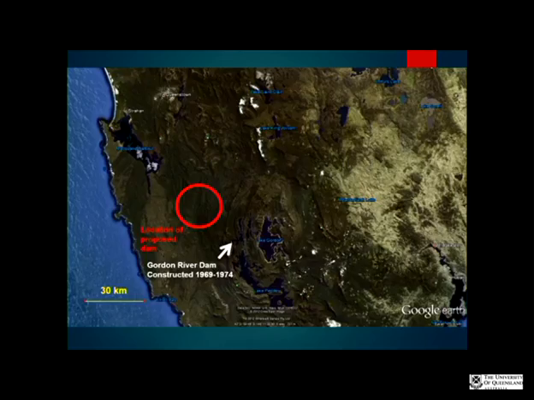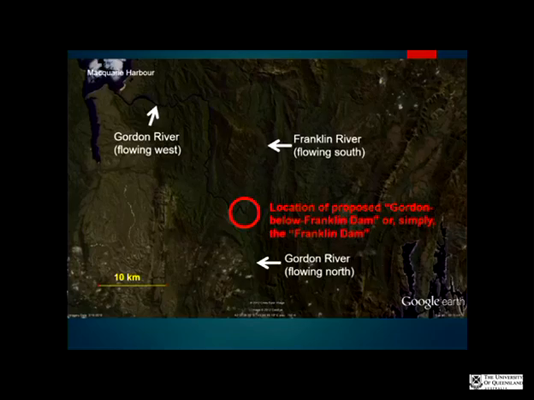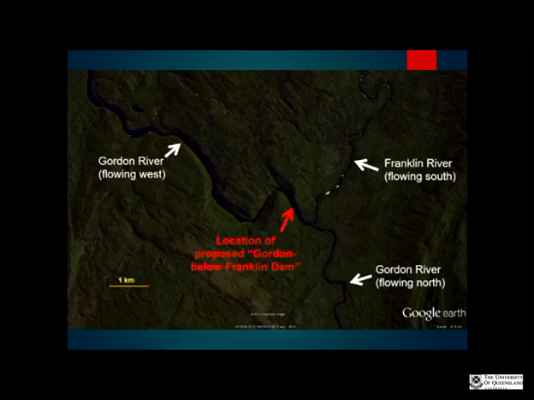And it's right near to that Gordon River. So there was the Gordon River Dam that was constructed back in the 1960s to 1970s, and then they wanted to put in a new dam for the Franklin River. So you can see you've got the Franklin River flowing south, the Gordon River flowing west, and it was called the Gordon Below Franklin Dam that they were going to put in there for their hydroelectric scheme.